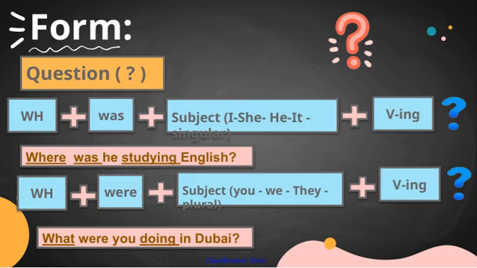Remember, when forming these questions, always match the WH word and the subject with the correct form of be, was or were. This structure helps us ask about specific actions happening at a particular time in the past. By mastering this, you'll be able to ask clear, precise questions about past ongoing activities in any conversation or writing.